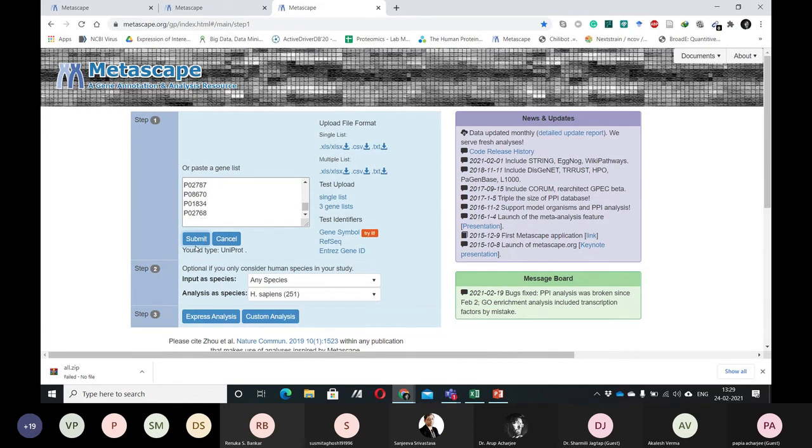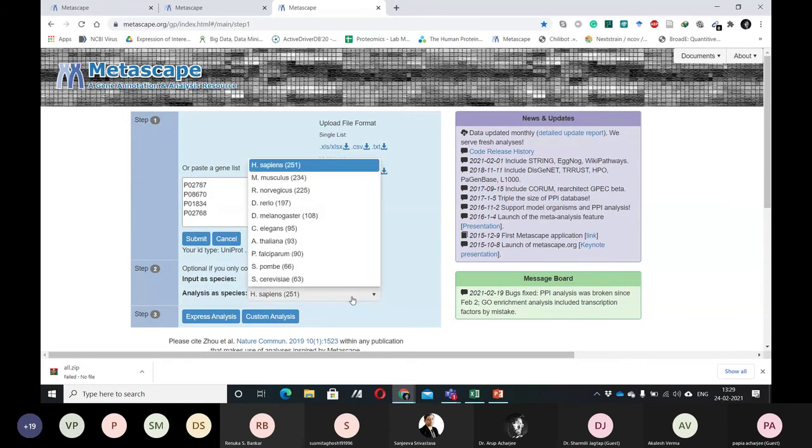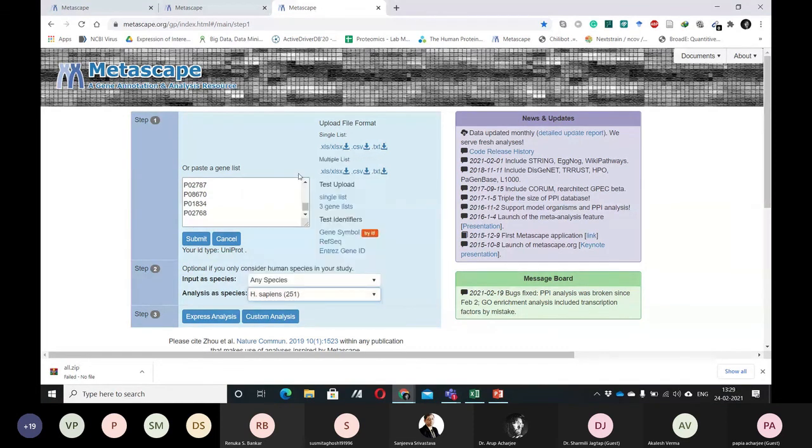Now I told you that I am taking 256 IDs, but Metascape told me that they can only map 251 IDs.